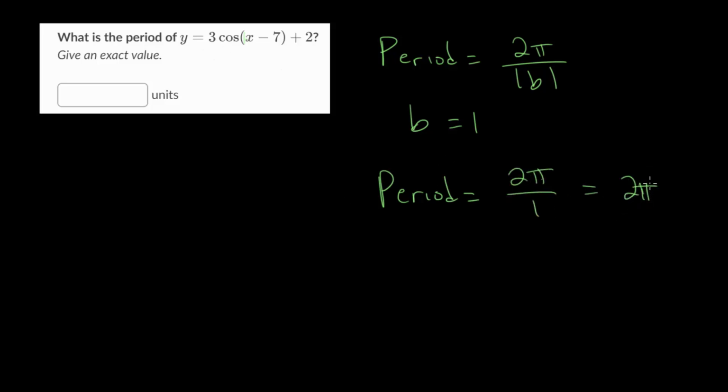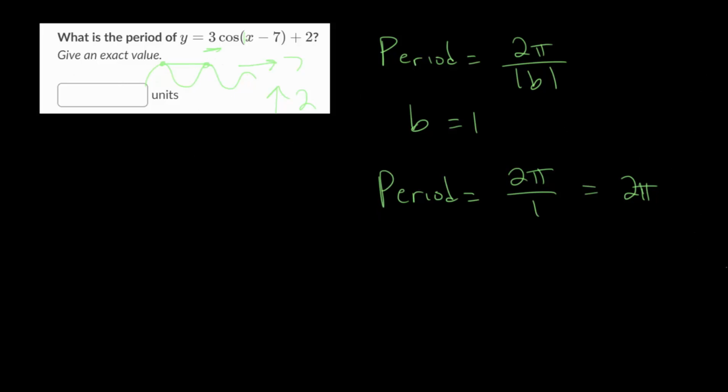And that should make some sense because the parent function for cosine has a period of 2 pi, and we didn't do any horizontal stretching. We did shift it to the right 7 units, and we shifted it up 2 units, and this 3 in front will scale everything vertically. It will change the magnitude, but we didn't actually affect the distance between, let's say, 2 consecutive peaks or 2 consecutive minimums. That period remains the same.